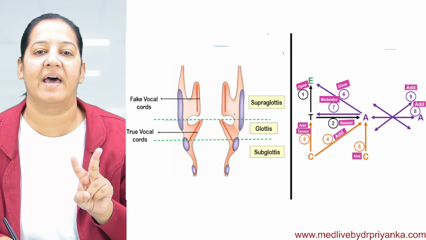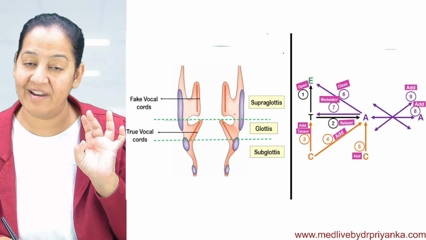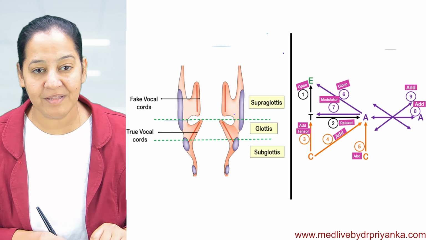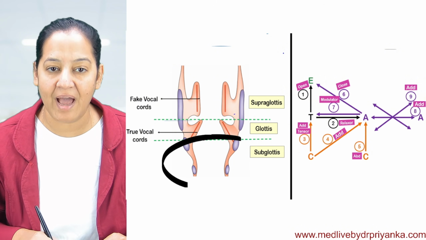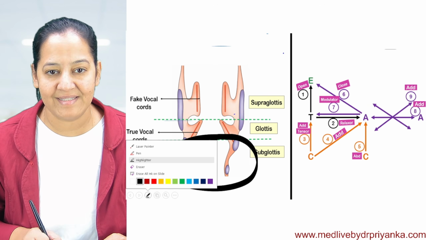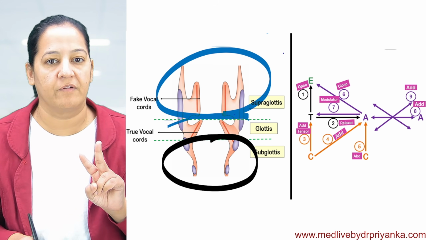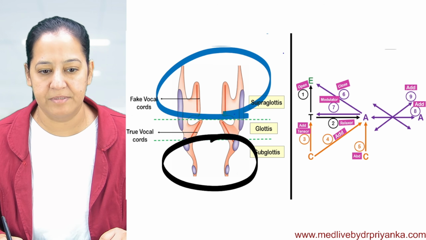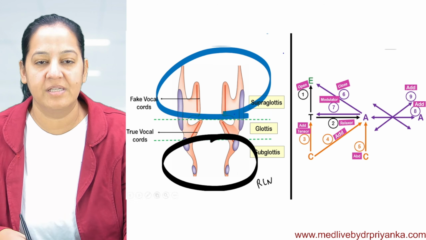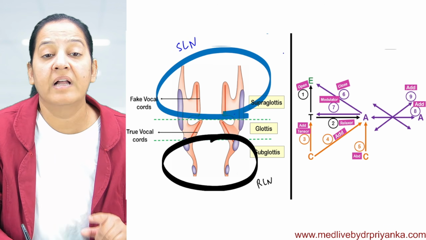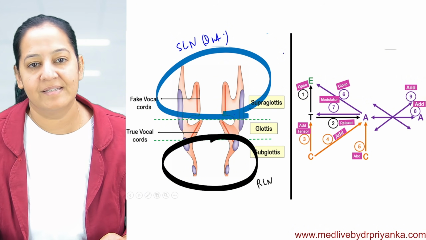There are 2 nerves in the larynx: the recurrent laryngeal nerve, known as RLN, and the superior laryngeal nerve, known as SLN. Now tell me the sensory supply. RLN does the sensory supply below the vocal cord. SLN does the sensory supply above the vocal cord. At the vocal cord, both of them supply. This one is RLN, shown in black, and this one is SLN, shown in blue. SLN has two branches, and it is the internal branch of the SLN which does this sensory function.